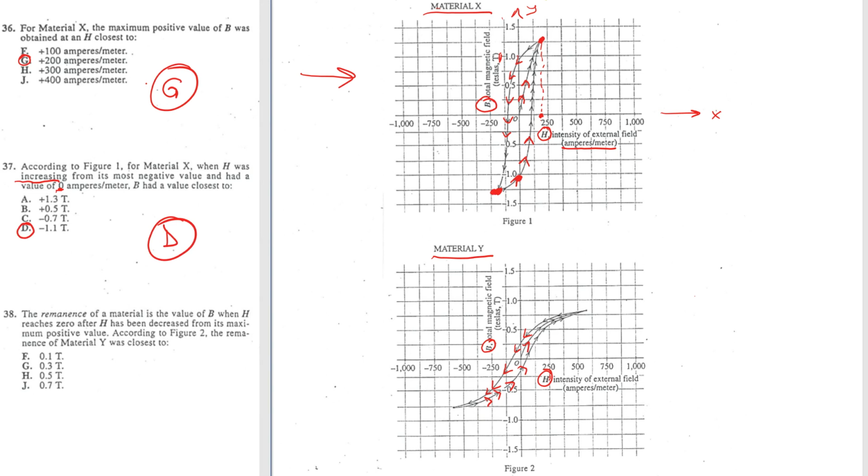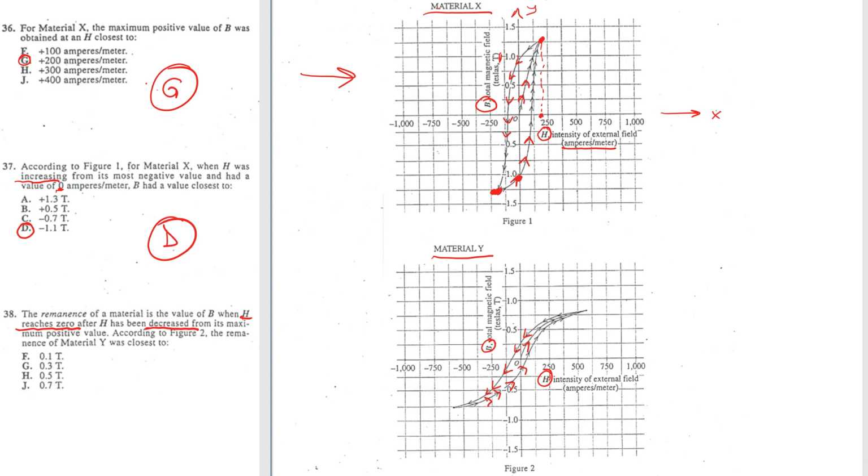Question 38. The remanence of a material is the value of B when H reaches 0. And again, that will be where it cuts the y-axis, after H has been decreased from its maximum positive value. According to figure 2, the remanence of material Y was closest to. Well, it's kind of asking the same question as 37, except in the opposite way.